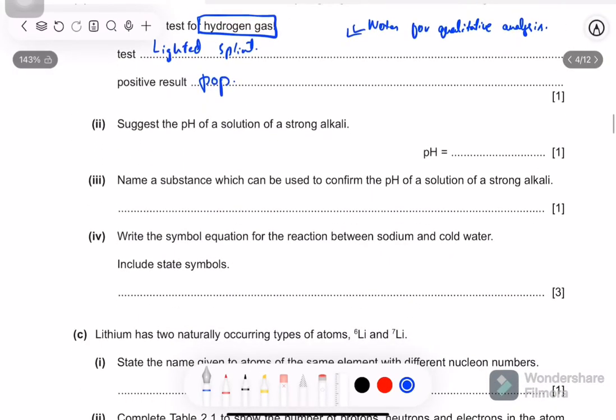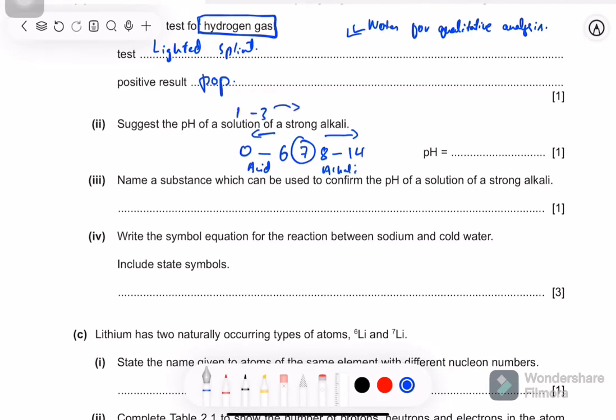Suggest the pH of a solution of a strong alkali. Now we know 0 till 6 is an acid, and 8 till 14 is an alkali, with 7 being neutral. Now from 8 till 14, as the pH increases, the alkali becomes stronger. Similarly, in acid, 1 till 3 is a strong acid. Beyond that, as you near 7, you have a weaker alkali and a weaker acid. So the strong alkali will have a pH of, we can write, approximately 12.